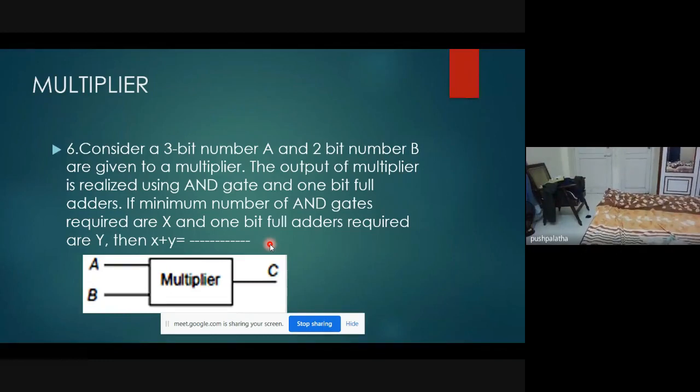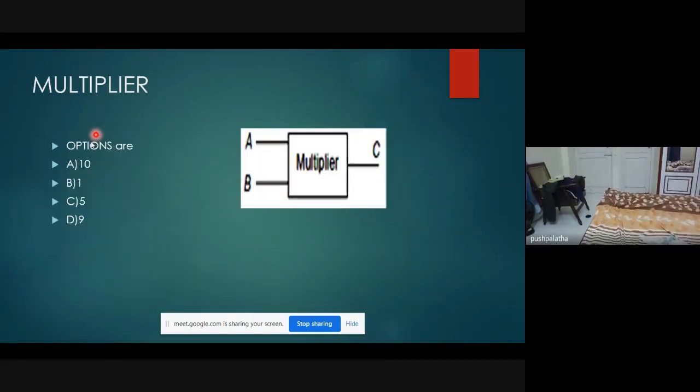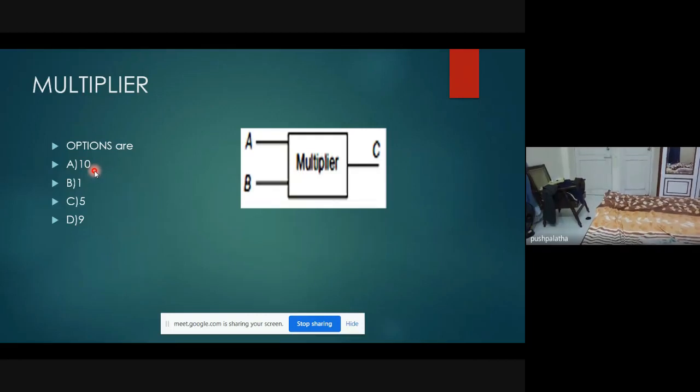So it is a 3-bit number and it is a 2-bit number. What you have to do is multiply a 3-bit number with a 2-bit number. Right. So shall we multiply? The options given here are 10, 1, 5 and 9 for the total number of AND gates and total number of adders. So we'll see which option is correct.